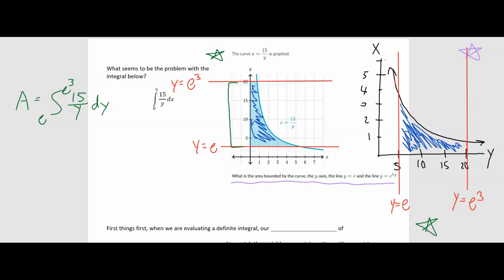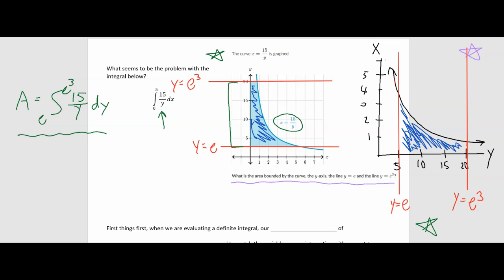I'm going from y equals e, that's the lower bound of integration, to y equals e cubed, using the same function. It's in terms of y, so I'm going to be integrating with respect to y. So this is what would give us the area. You'll notice that it's quite different from this integral right here. Different limits of integration, and we're going to be integrating with respect to y.